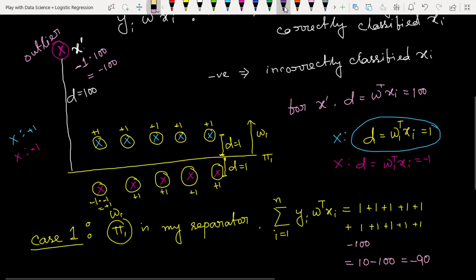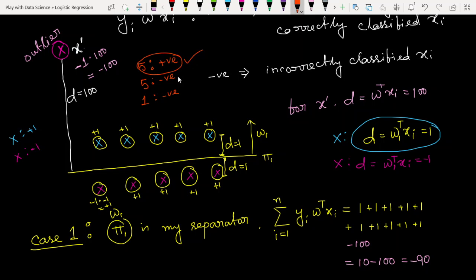Actually, we have 5 positive points, 5 negative points, and 1 negative point. These 5 positive points are clearly, accurately classified. These 5 negative points are also accurately classified, but this negative point is not accurately classified. This is misclassified. This is the main problem.